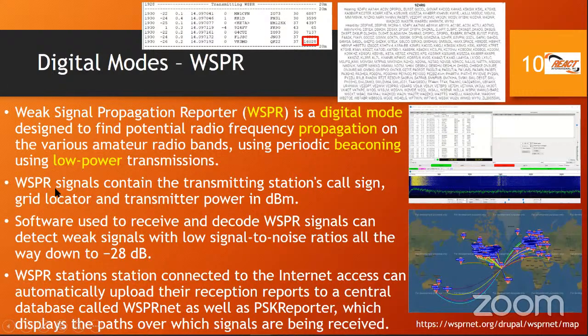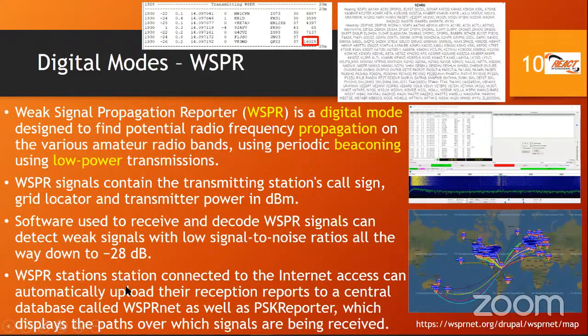So note that Whisper contains information when the signal is sent: the station's call sign, grid locator, and transmitter power. And the grid locator, really the Maidenhead grid locator, is a code that is used to describe a person's location. It's not latitude, longitude per se, but it's a code that when you see it, you can map it to your location. And note that the software used for Whisper signals can detect very weak signals with very low signal to noise ratios, all the way down to minus 28 dB.